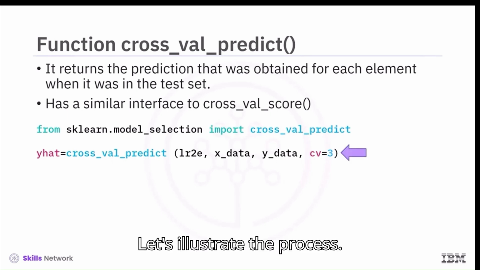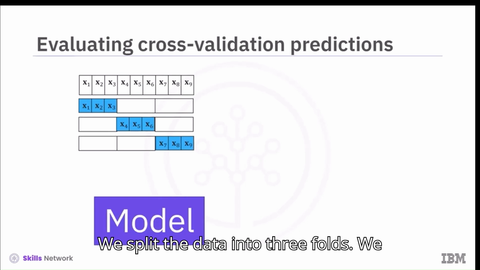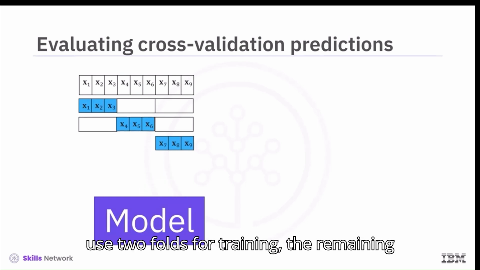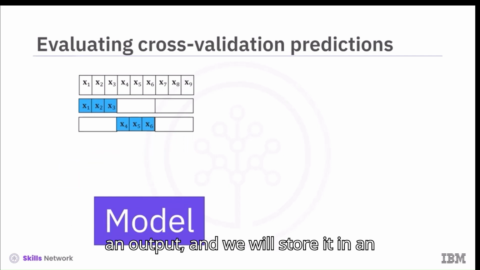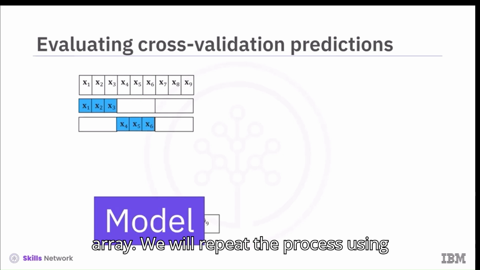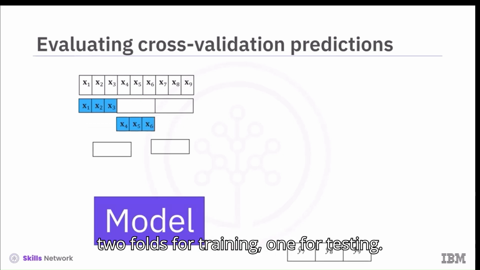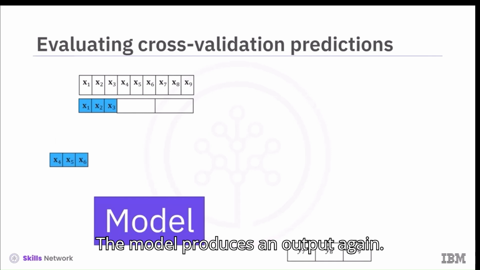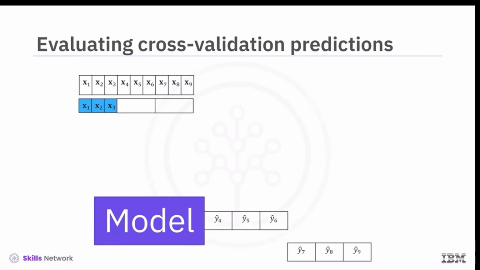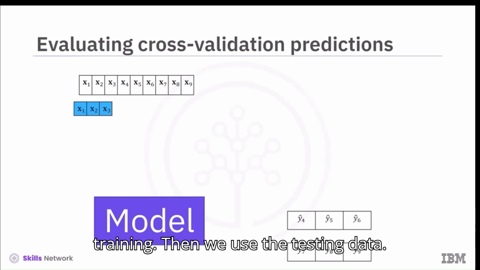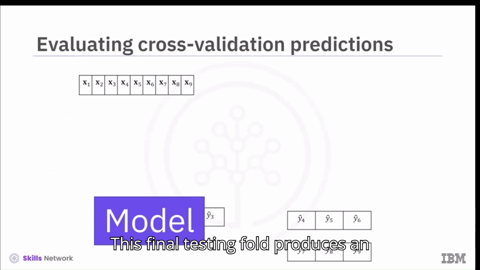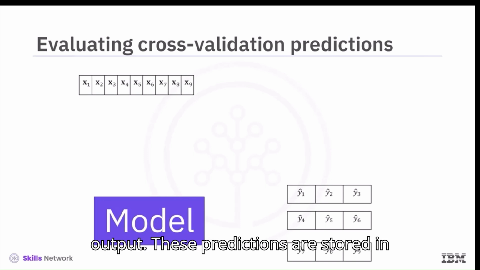Let's illustrate the process. First, we split the data into 3 folds. We use 2 folds for training, the remaining fold for testing. The model will produce an output, and we will store it in an array. We will repeat the process using 2 folds for training, 1 for testing. The model produces an output again. Finally, we use the last 2 folds for training. Then we use the testing data. This final testing fold produces an output. These predictions are stored in an array.